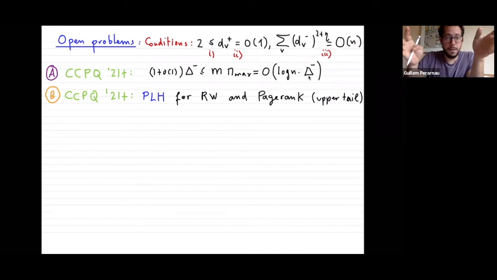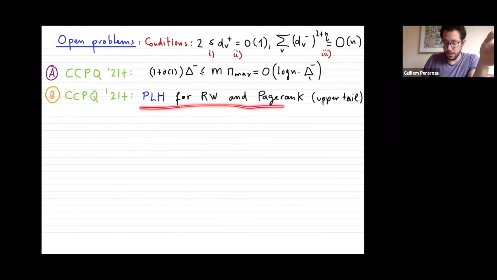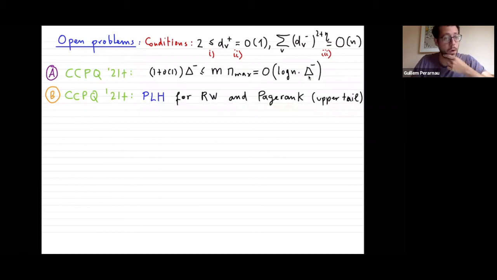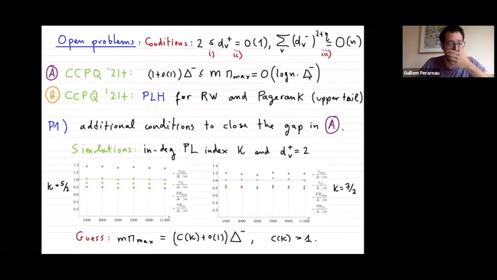And the second result, the one I was giving for the upper tail, is this sort of power law hypothesis holding both for the random walk, but also for the PageRank random walk, which says that if your indegrees are power law, so is your stationary distribution. And there are plenty of open problems that we don't know how to do at the moment. I'm going to give a couple of them in case anyone is interested. The first one is under which additional conditions you can close the gap that you had in A, right?